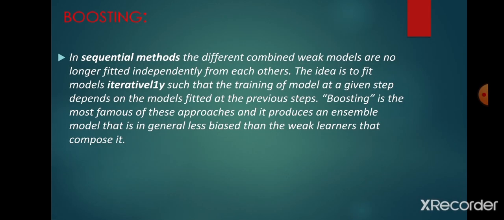Next is boosting. In sequential methods, the different combined weak models are no longer fitted independently from each other. The idea is to fit models iteratively such that the training of the model at a given step depends on the models fitted at the previous steps. Boosting is the most famous of these approaches and it produces an ensemble model that is in general less biased than the weak learners that compose it.